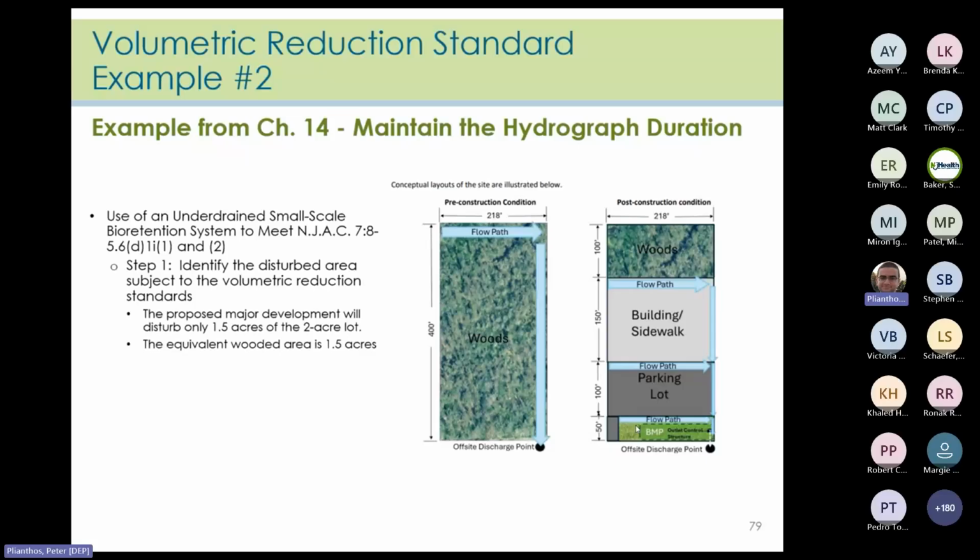The first step is to identify the disturbed area subject to the volumetric reduction standard. In the case of this example, the major development disturbs 1.5 acres on a 2-acre lot. So 1.5 acres is the disturbed area.